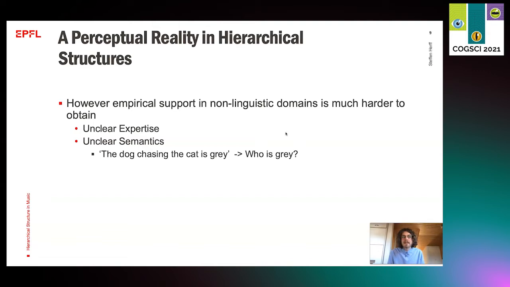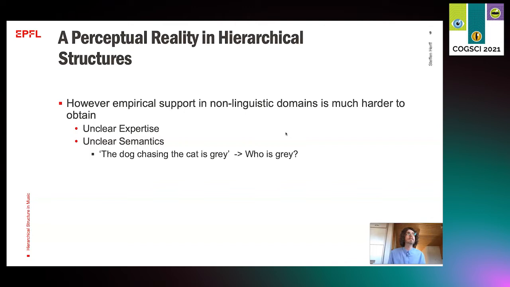However, that's not necessarily the case in music. Yes, music or dance is culturally very relevant, but the amount of exposure and usage, unless you are professional, is comparably little if you compare it to something like language. And the other case is the question of semantics.